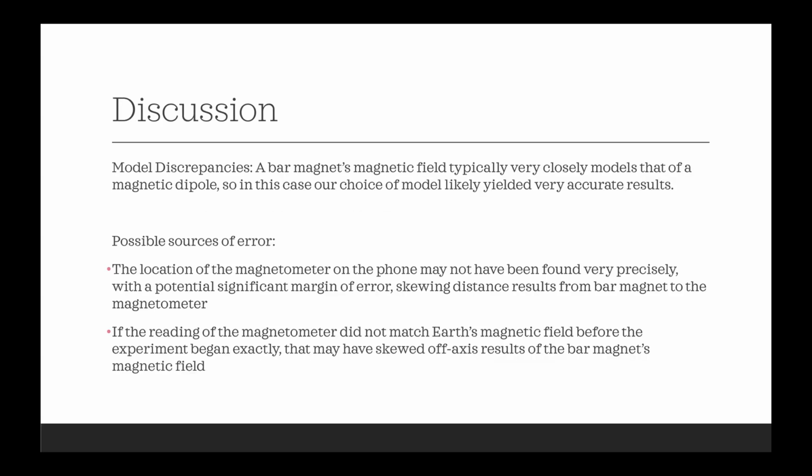What we found in this experiment is that a bar magnet's magnetic field typically very closely models that of a magnetic dipole. So in this case, our choice of model likely yielded very accurate results. Some possible sources of error in this experiment are that the location of the magnetometer on the phone may not have been found very precisely, with a potentially significant margin of error, skewing distance results from the bar magnet to the magnetometer. Also, if the reading of the magnetometer did not exactly match the Earth's magnetic field before the experiment began, that may have skewed off-axis results of the bar magnet's magnetic field.